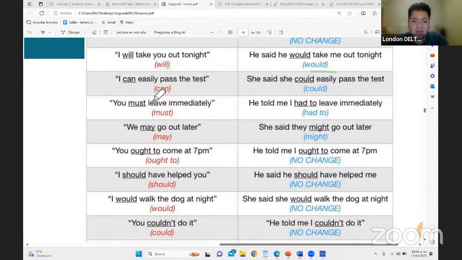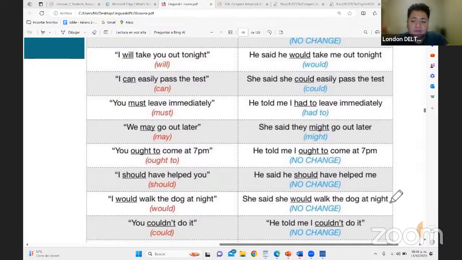Okay, simply. Can, you change it to could. Must, you change it to had to. Es decir, yo debo, lo cambias a tenía que. Okay. Debes irte inmediatamente. Él me dijo que debía o tenía que irme inmediatamente. Okay. May, we change it to might. And all the others, have to, que significa deberías, should, would, and could, these ones don't have any change. So you just write the same. So should, would, could.